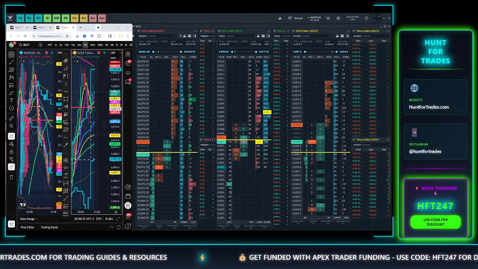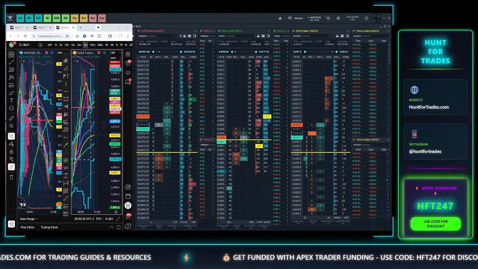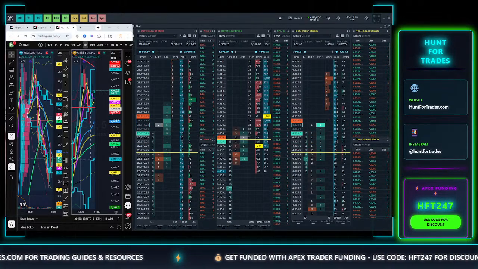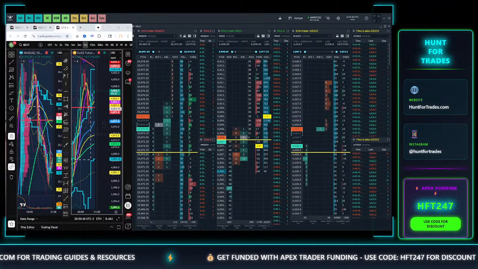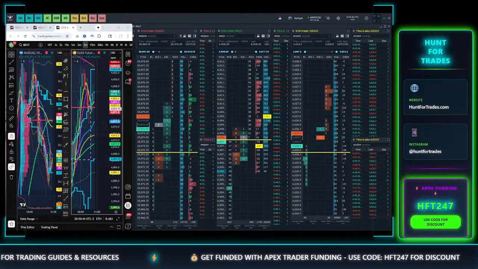Then I have heavy orders down here, or just higher than normal. And then I have ones here. This helps me kind of look at the flow, right? How's it flowing? Is it a fast market, a slow market, right?